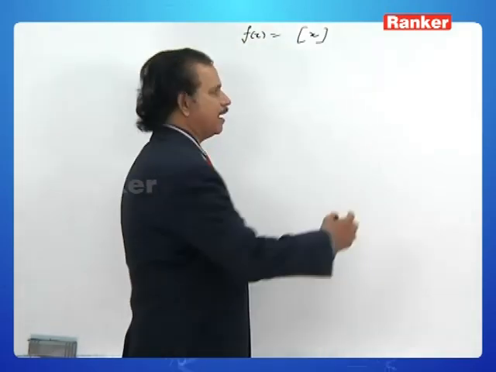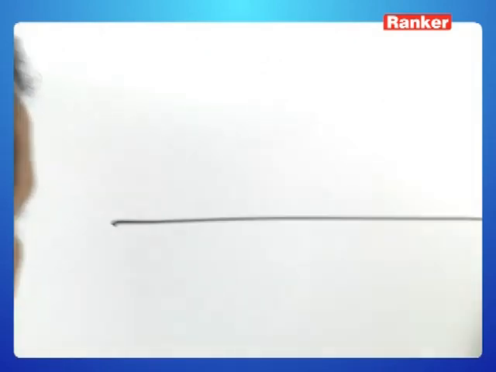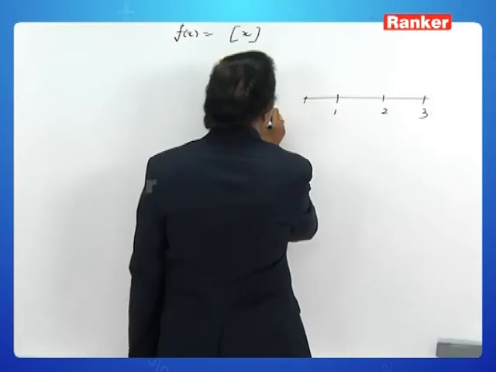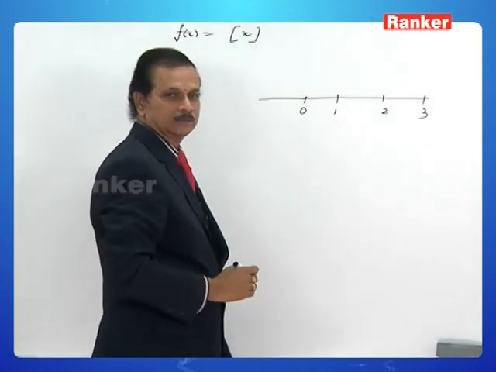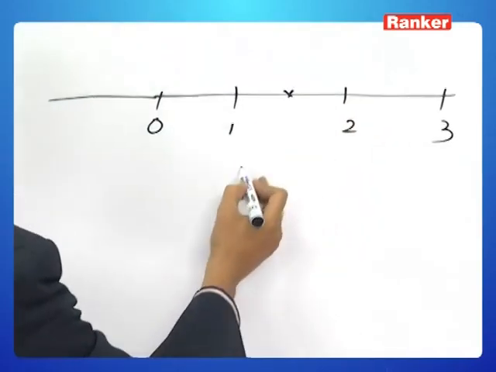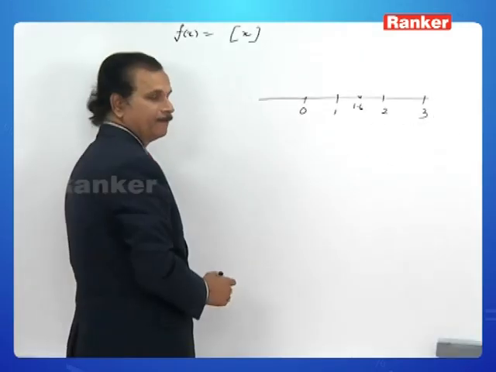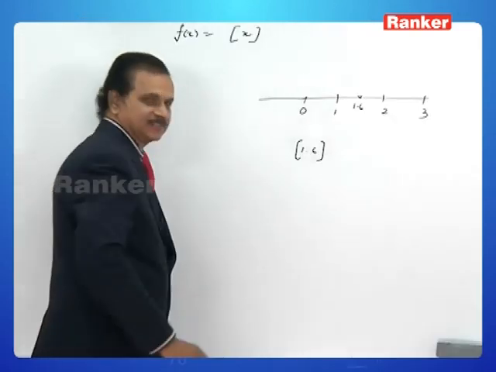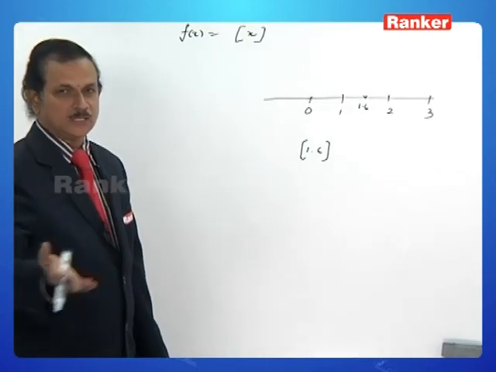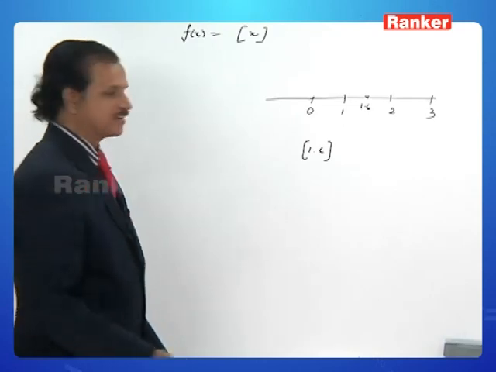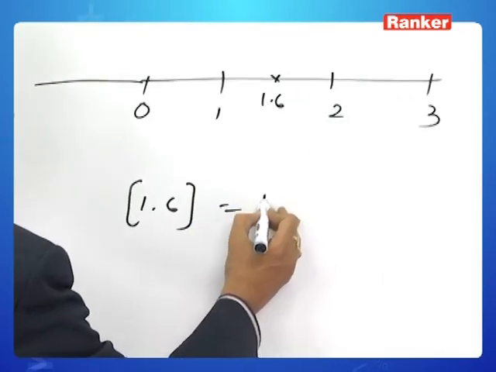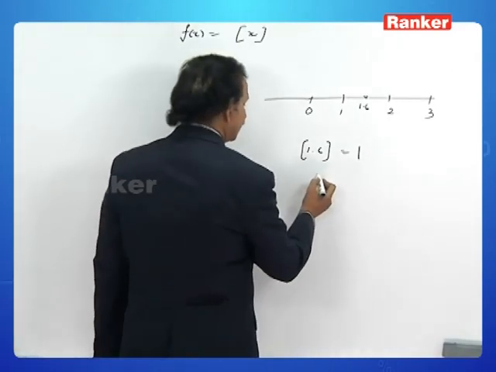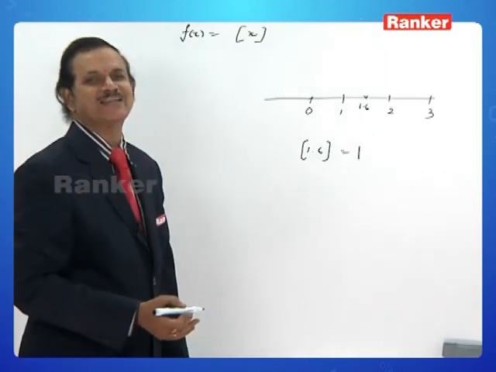What do you mean by integral part of x? Let us recall. You see, 1, 2, 3, 0, like that. Suppose there is a point like this here, let it be some 1.6. What do you mean by integral part of 1.6? Here 1.6 is nothing but 1 plus 0.6. 1 is integer, 0.6 is fraction. Therefore, this is equal to 1. Integral part of 1.6 is 1. And 0.6 is the fractional part of 1.6.